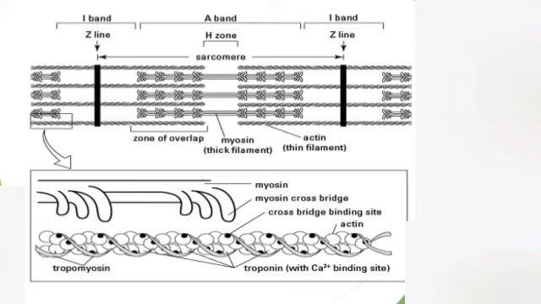Myosin and actin filaments constitute the A band, and the A band is anisotropic. What do you mean by anisotropic? Anisotropic means the band that can polarize the visual light. So in this whole structure of the myofibril, only the A band is the band which can polarize the visual light.